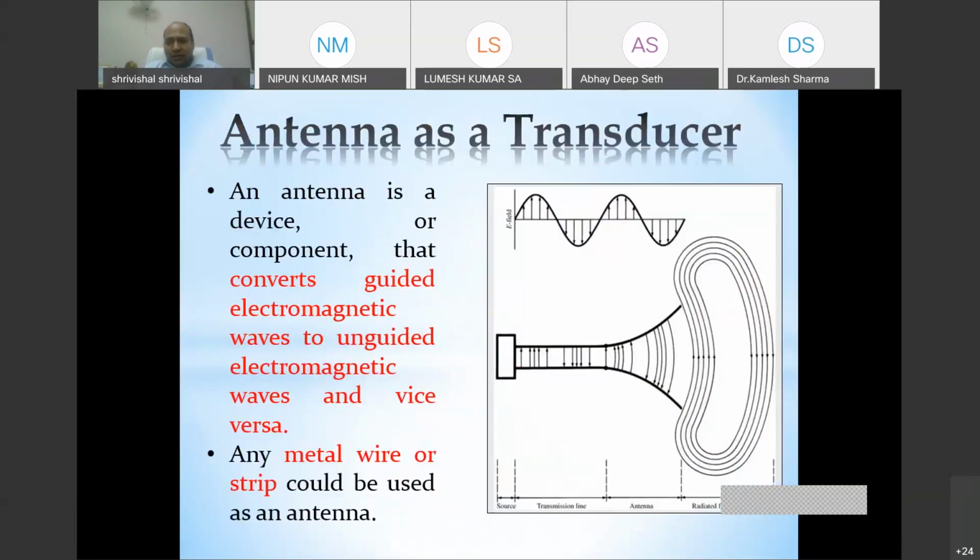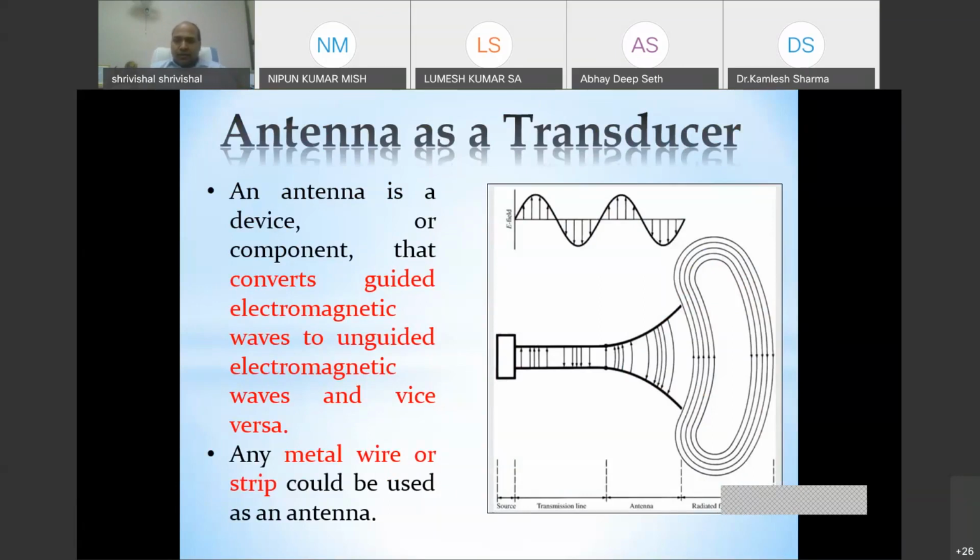So let us start with a very brief discussion, or you can say a fundamental recalling of antennas, and then we will move to our main topic of today's discussion, antennas for IoT. When we define the antenna, there is a very conventional definition. The antenna works as a transducer. It converts, just like a transducer, from one form of energy to another form of energy.